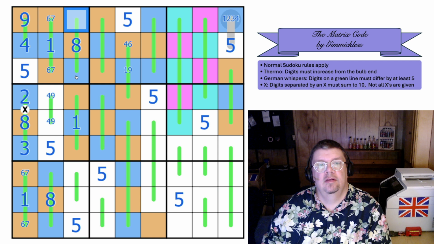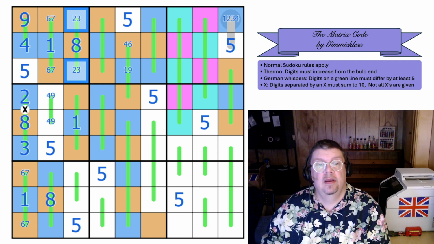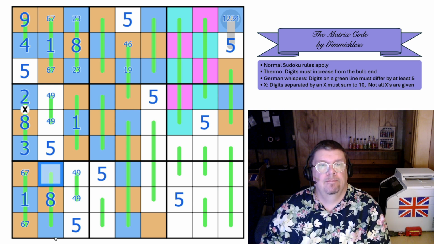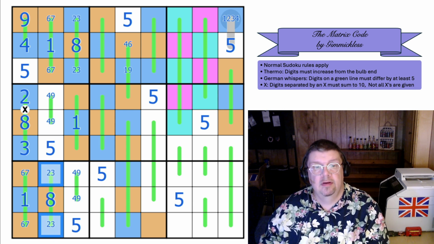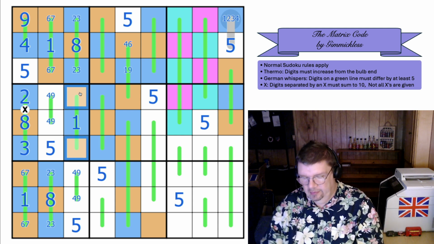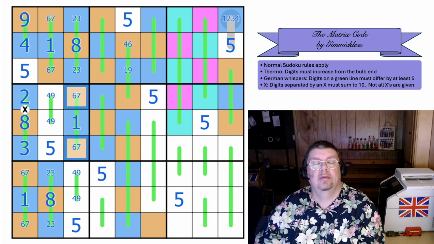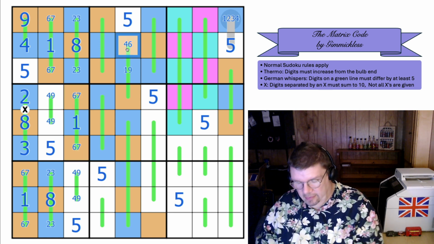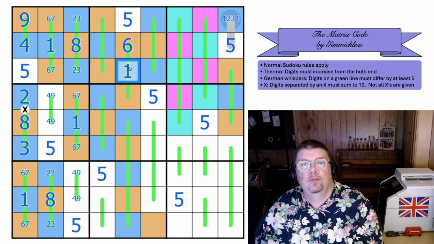That's an 8. That's a 2-3 pair. That puts a 4-9 on this line. And that's a 2-3 pair. And this is another 6-7 pair. Okay. That is 6 because it's high, and that's 1.